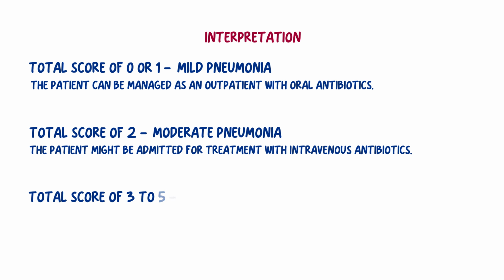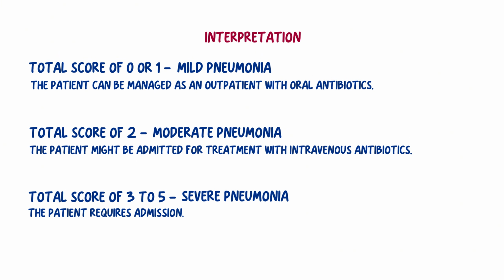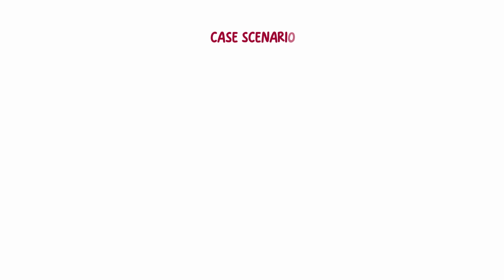If a patient has a total score of 3 to 5, this reflects severe pneumonia. The patient usually requires hospitalization, and if the score is 4 or 5, ICU admission should be considered due to the high risk of mortality. Each point increase in the CURB-65 score correlates with an increased risk of mortality, so it's crucial to take these scores seriously. Let's apply what we've learned to a clinical case scenario.